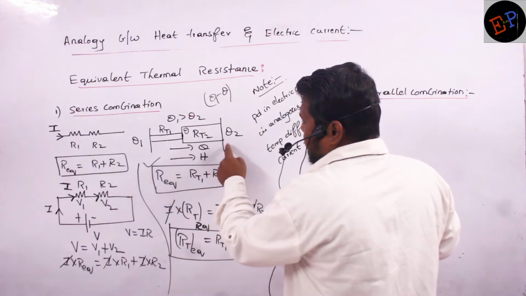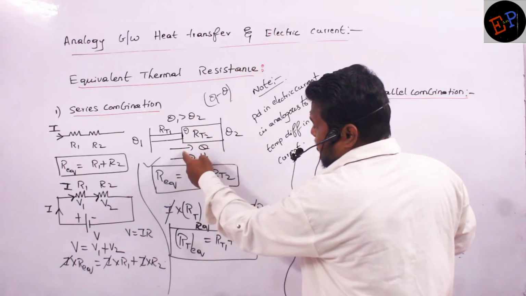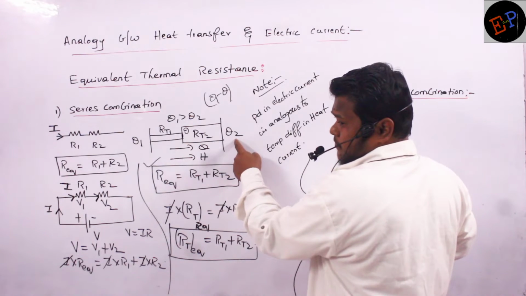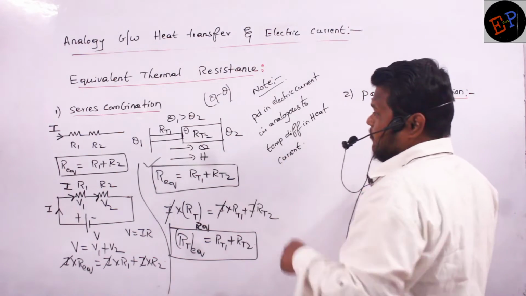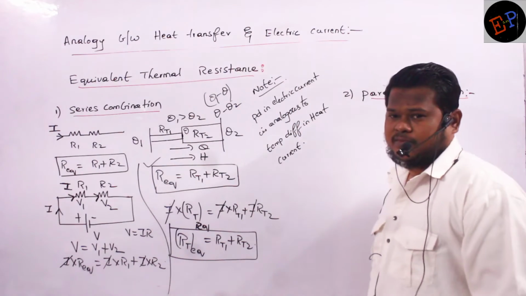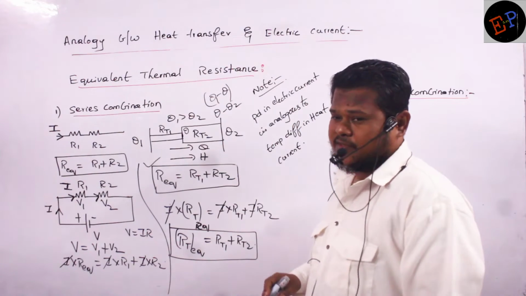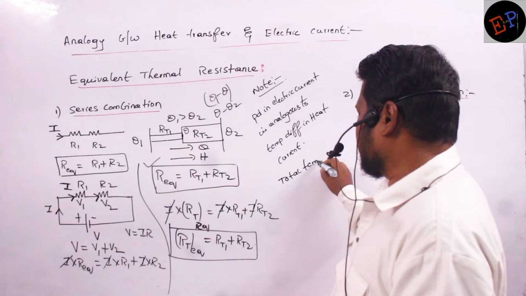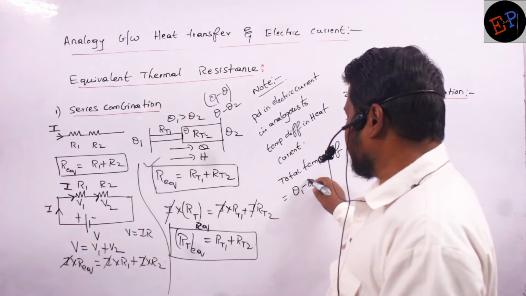Now what about the temperature difference in the second rod? The temperature difference in the second rod is theta minus theta 2. Here theta should be greater than theta 2, no? Then only heat will flow in this direction. Otherwise heat current cannot flow. So the temperature difference in the second rod is theta minus theta 2. Understood, no? Clear? Now let us do some more calculation. What is the total temperature difference? The total temperature difference is theta 1 minus theta 2.